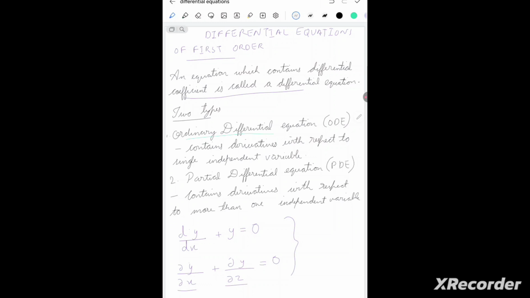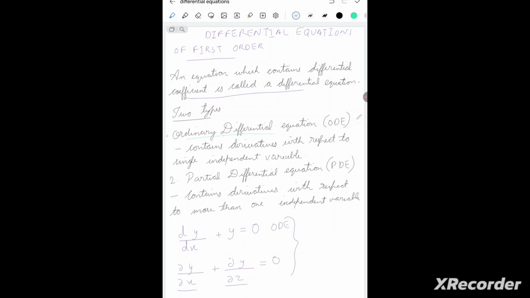Okay, there are two types of differential equations. First one is ordinary differential equation. Ordinary differential equation contains derivatives with respect to a single independent variable. In the examples given below, the first one is an ordinary differential equation because it contains only derivative with respect to x, where x is an independent variable. There are no other derivatives with respect to other independent variables. Okay, so this is an ordinary differential equation.